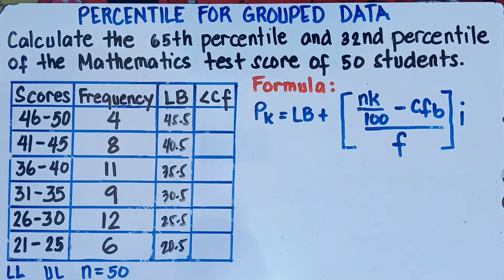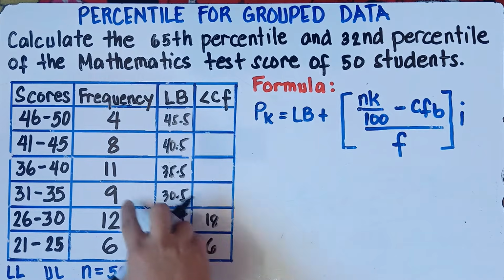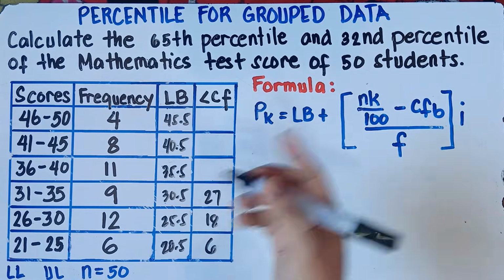Now where is the lowest scores? The lowest scores will be 21 to 25. So you will copy the frequency of this given score. So copy the frequency 6. Then you add diagonal. 6 plus 12, that's 18. 18 plus 9, that's 27. Once again, let me repeat it.